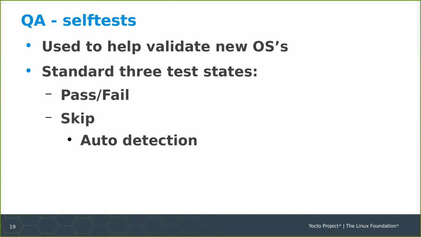So it will check to see if you have, let's say, RPM installed. And if you don't, like on a Debian system, you wouldn't, then it skips the RPM test that it has. So you might see skipped.